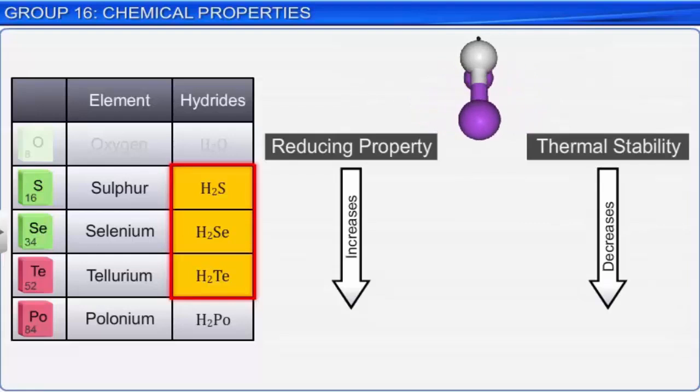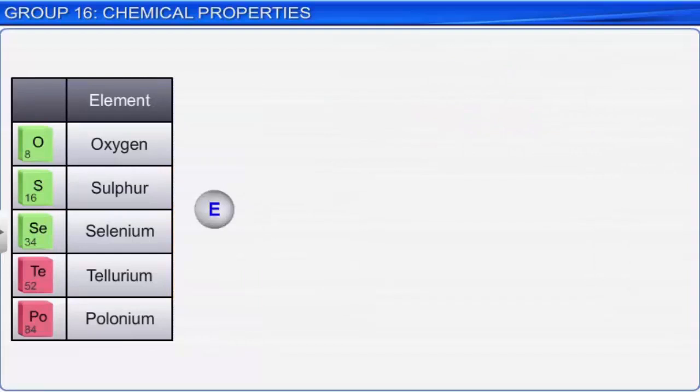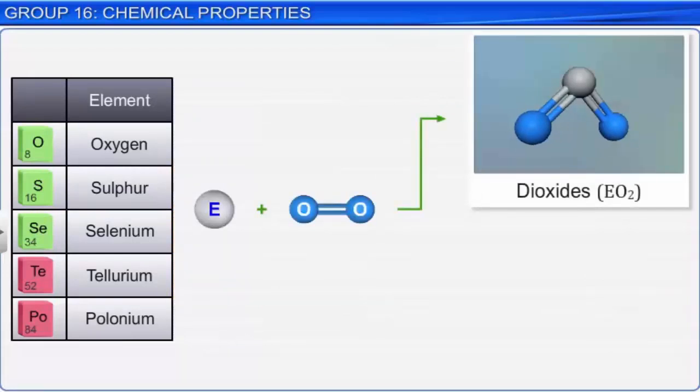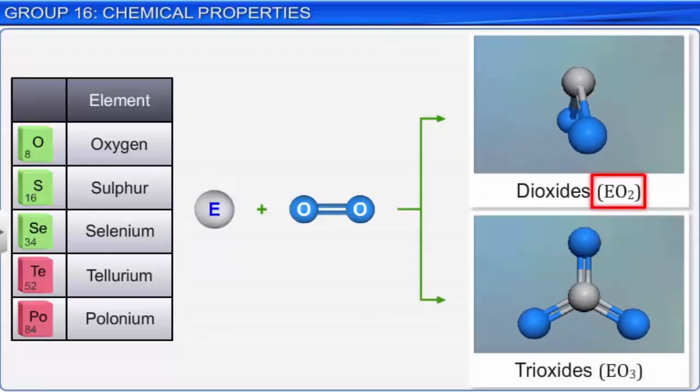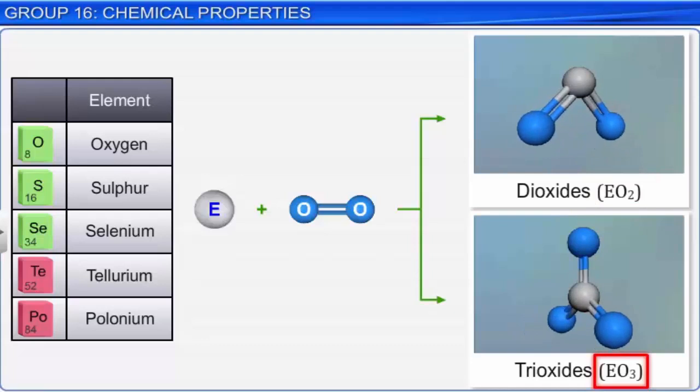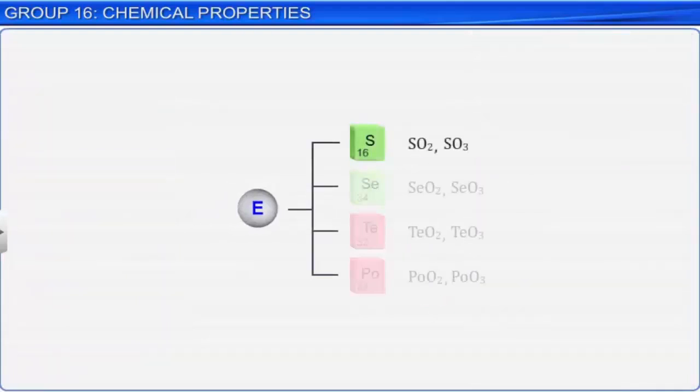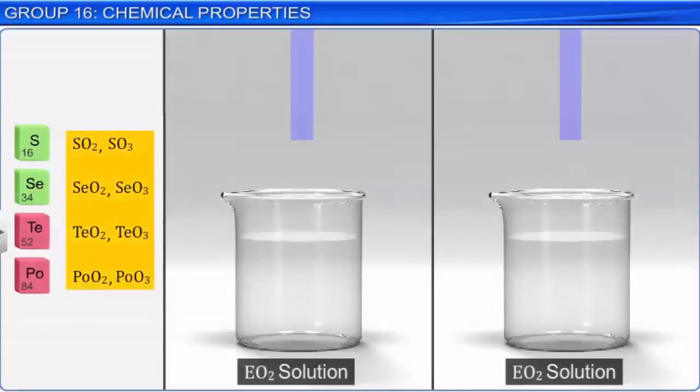All the elements of this group react with oxygen to form dioxides and trioxides of the type EO2 and EO3 respectively, where E could be sulfur, selenium, tellurium or polonium. Both these types of oxides are acidic in nature.